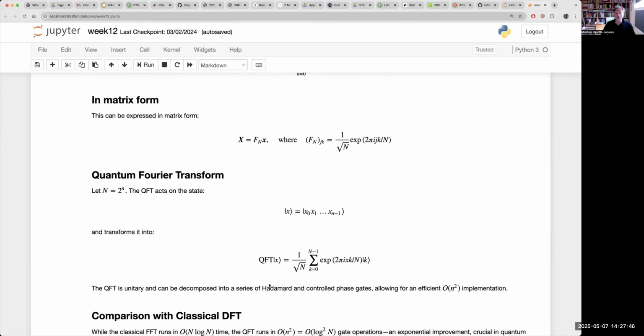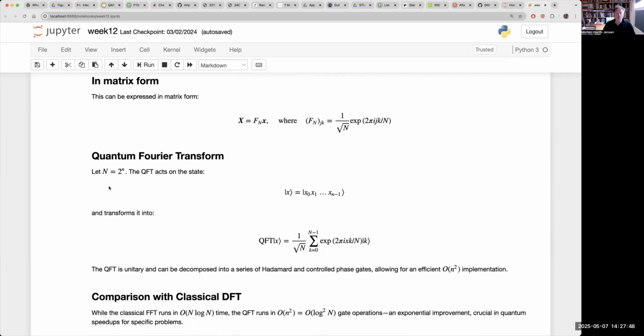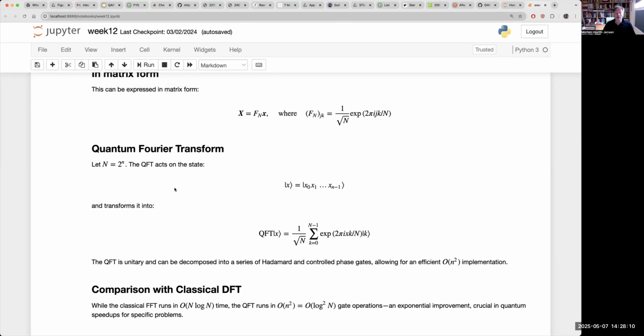In the quantum Fourier transform, n is now represented by the number of qubits, so 2 to the number of qubits. So these are binary events. We have either 0 or 1. That means that 2 to the power of n gives us the total number of arrangements which we can have. And this transforms the classical Fourier transform into a quantum Fourier transform.